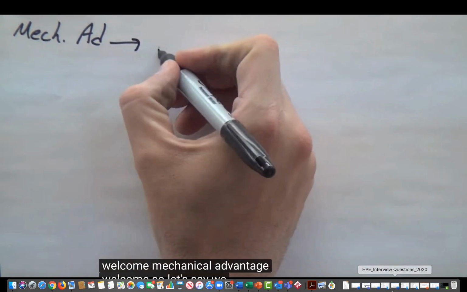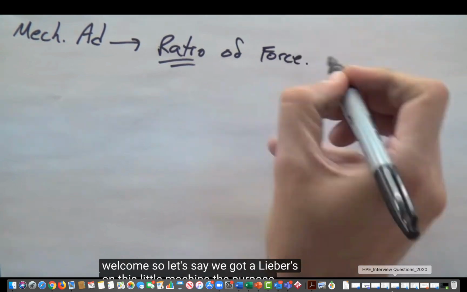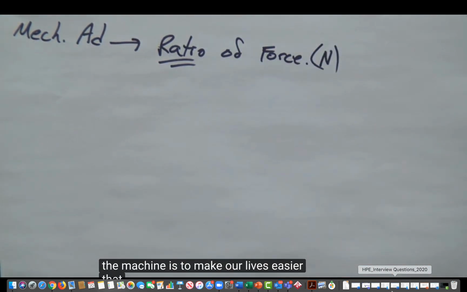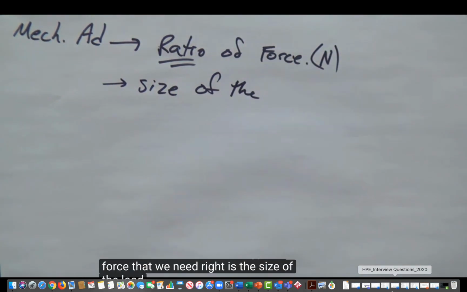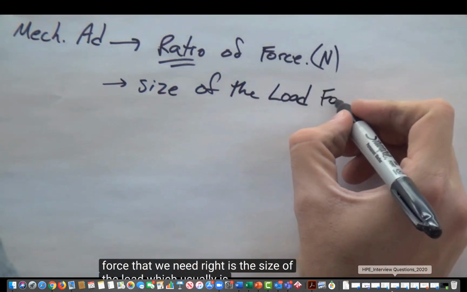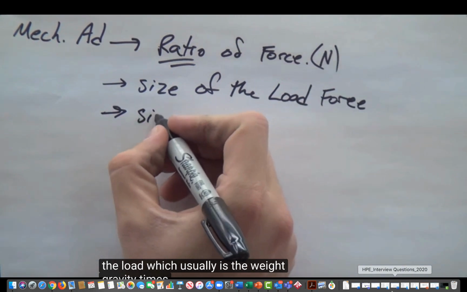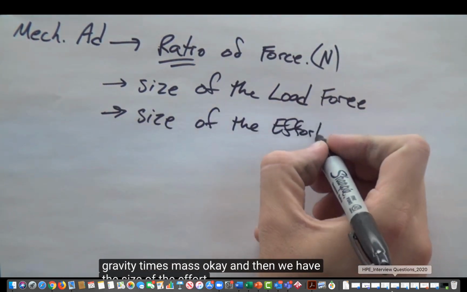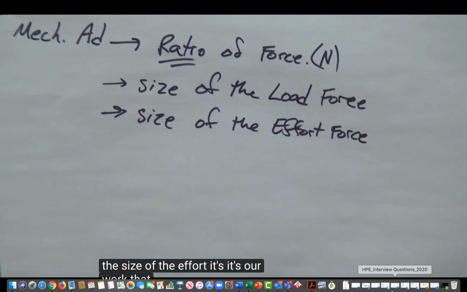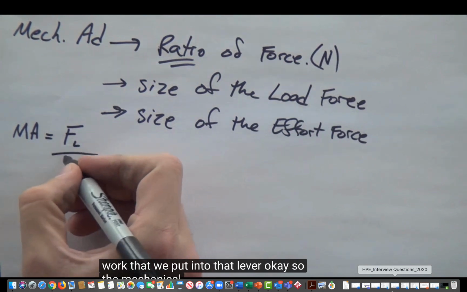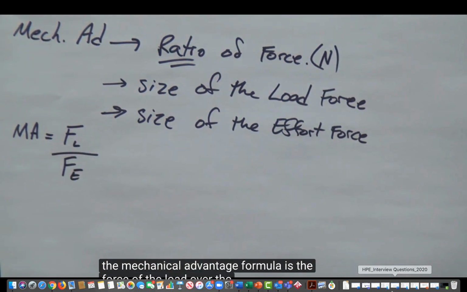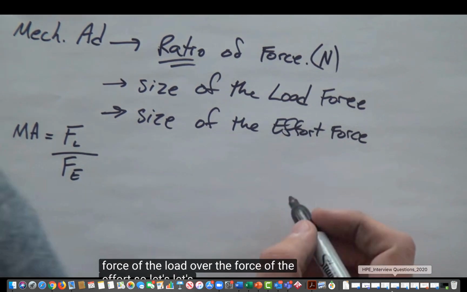Welcome. Mechanical advantage, welcome. So let's say we got a lever, this little machine. The purpose of the machine is to make our lives easier. That gives us a mechanical advantage, or a ratio of force. Now, the first type of force that we need is the size of the load, which usually is the weight, gravity times mass. And then we have the size of the effort. It's our work that we put into that lever. So the mechanical advantage formula is the force of the load over the force of the effort. So let's run through a little example.